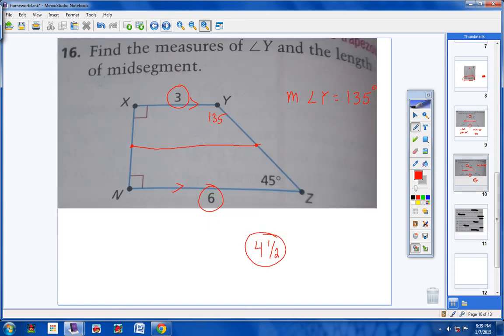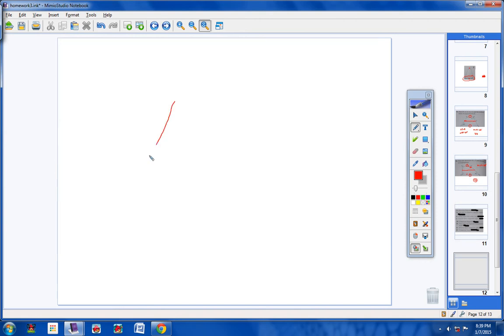Let's take a look and see. Let's go ahead and draw a trapezoid, and then we're going to draw the diagonals. Now, if the diagonals bisect each other, that means this segment here is congruent to this segment here. And that means this segment here is congruent to this segment here, correct? That's what bisect means.